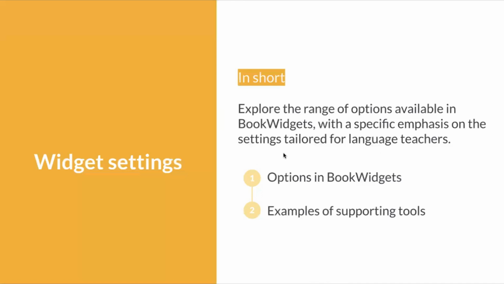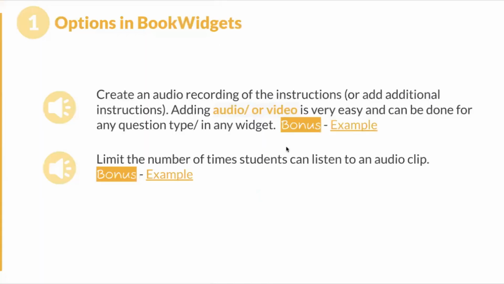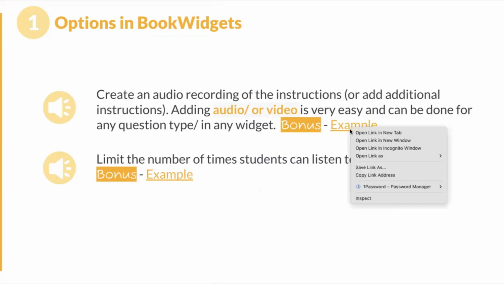All right, I've shown you quite a few of the widget settings already as we've gone along, so we'll recap some of those. So let's take a look. So options in BookWidgets. When you're creating an audio recording of instructions, you can add video or audio very easily in any question type within BookWidgets. So I'll show you this example.